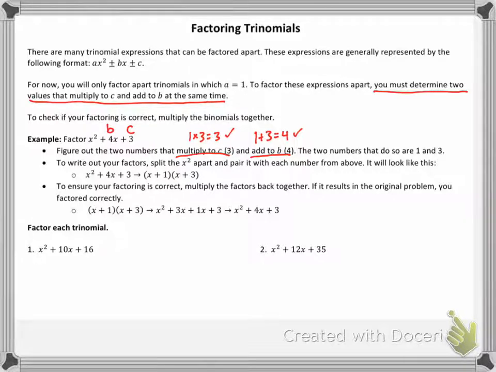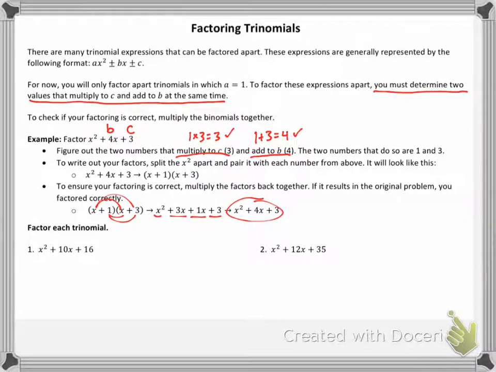Now, ultimately, if you want to check if your factoring is correct, you can multiply your factors back together. So we talked about that with the factoring out of GCF lesson that you went through last week. If what you multiply back together becomes the original problem, then your factoring is correct. So you can see here with our example, if my factors were x plus 1 and x plus 3, we distribute them together. X times x gets me x squared. X times 3 is 3x. 1 times x is 1x. And 1 times 3 is 3. You combine your like terms together. I end up with the exact same problem I started with. That's how you know that you factored correctly.